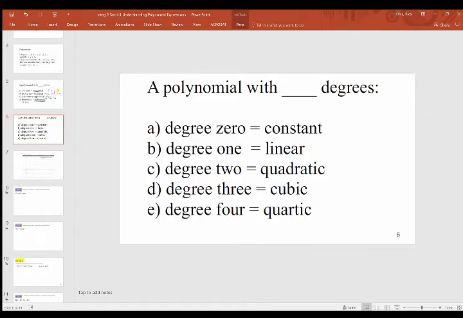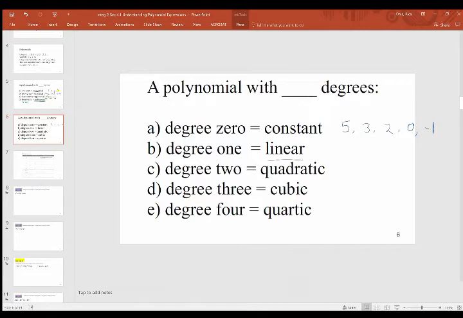Now I'm going to teach you how to name a polynomial based off of its degree. If the degree of the polynomial is 0, then you have what's called a constant. Usually constants are just regular numbers. 5 would be considered a constant, 3, 2, 0, -1. If it's a number, then it's a constant.